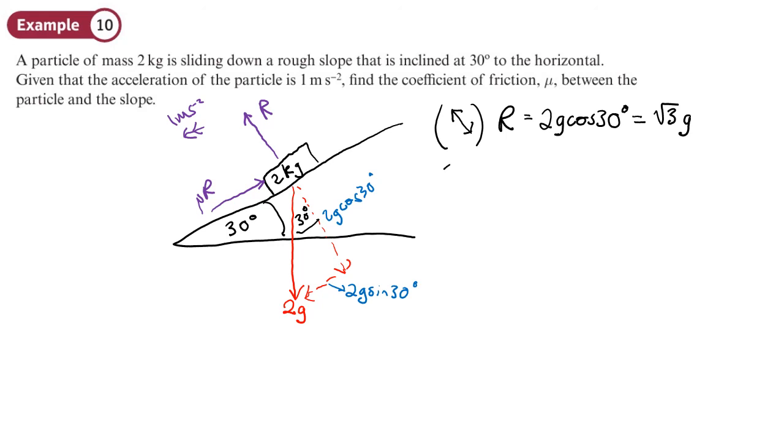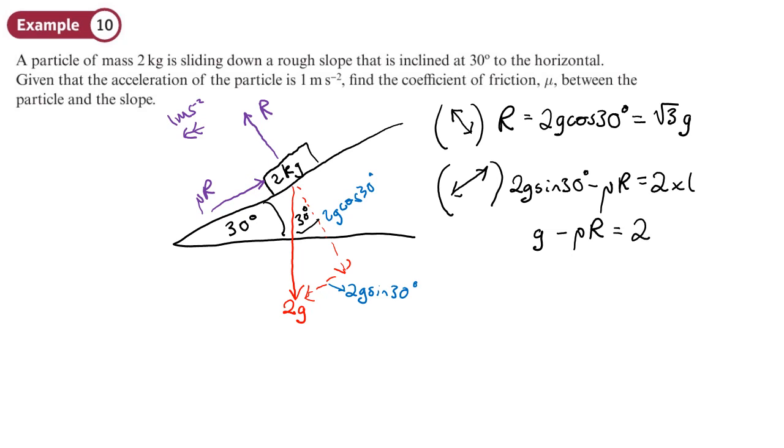Leave it like that. Now let's look at the forces going this way. They're not going to be balanced because it's sliding down the slope. And that means that the 2g sine 30 minus mu R is the resultant force, and that will equal MA, and that's 1. Right, so 2g sine 30, can we tidy that up? Sine 30 is a half, so 2 times a half, that will just leave me with g. g minus mu R equals 1.